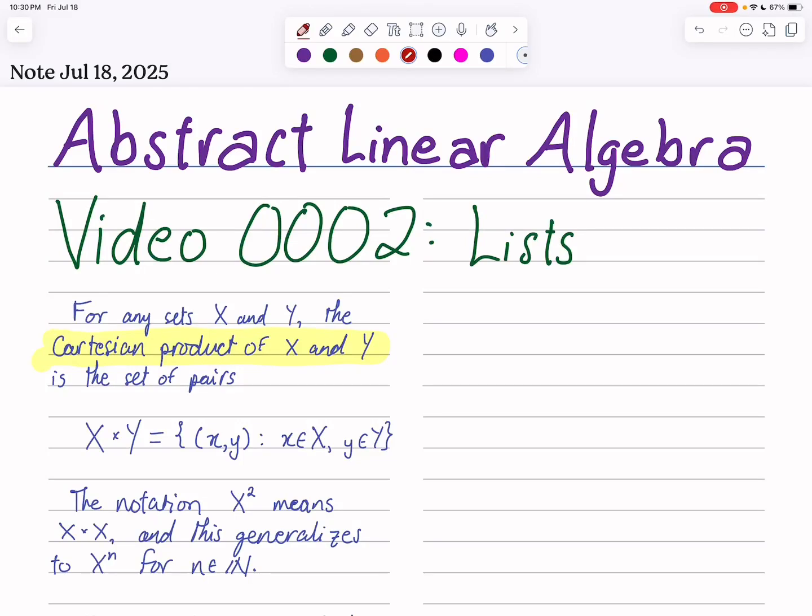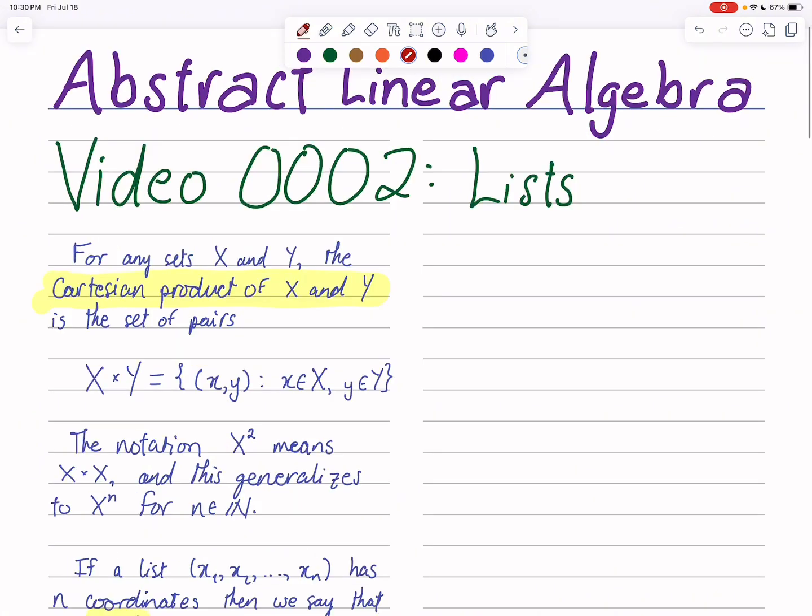Welcome to the next video in abstract linear algebra. This is video 2 on lists. Oh, and I forgot to remark that this corresponds to chapter 1, section 1 of the textbook. So I'll do that now.